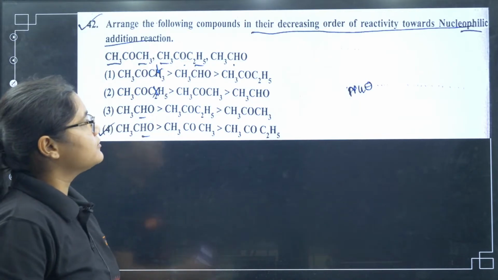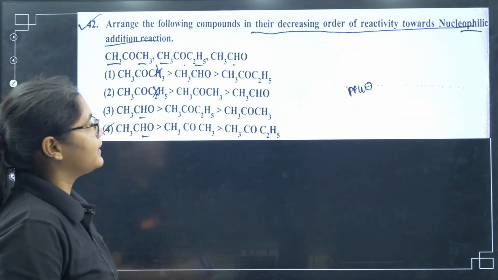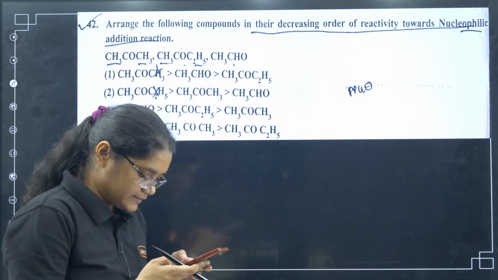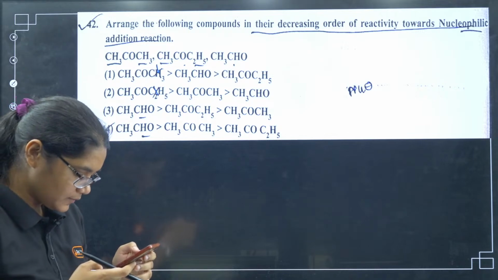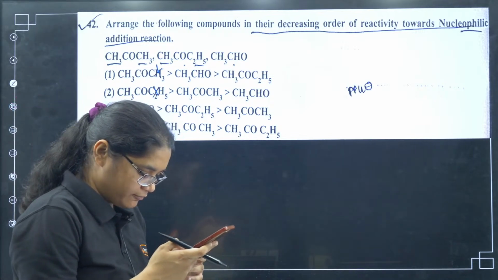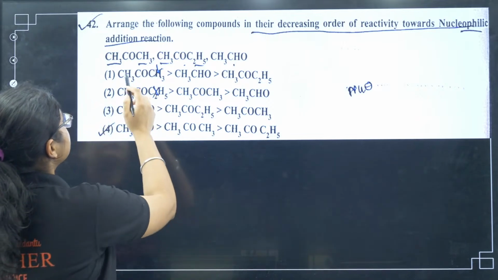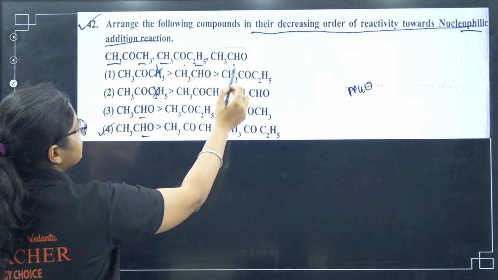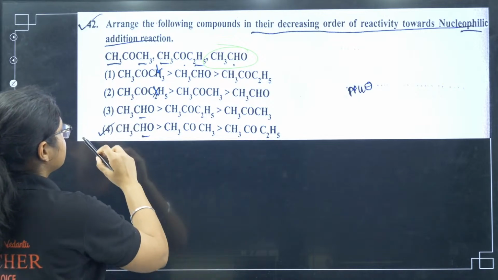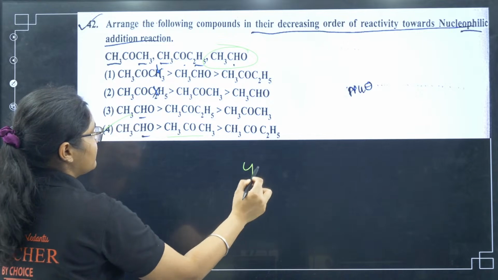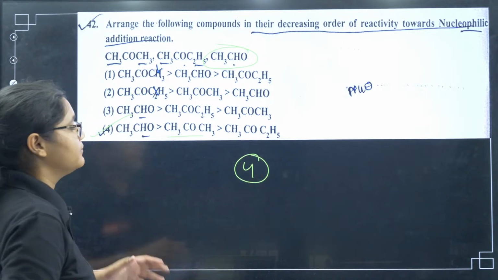Next, arrange the compounds in the decreasing order of their reactivity towards nucleophilic addition reaction. We have CH3COCH3 and CH3CHO. Aldehyde will react faster, so definitely this one first, and then CH3COCH3, and then based on the bulky group. So that is why option number 4.